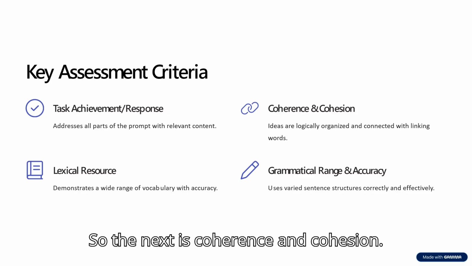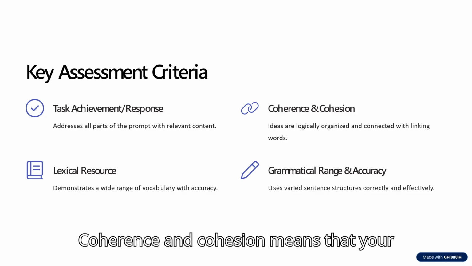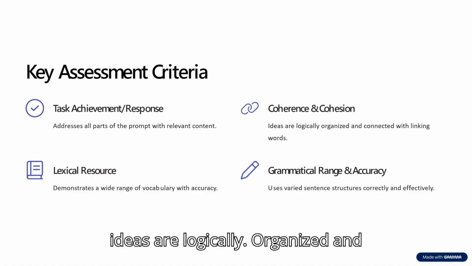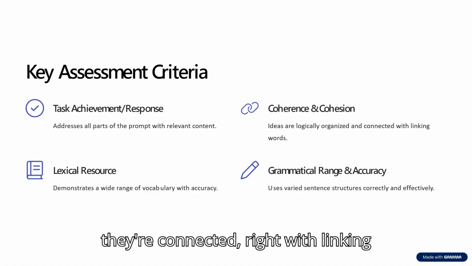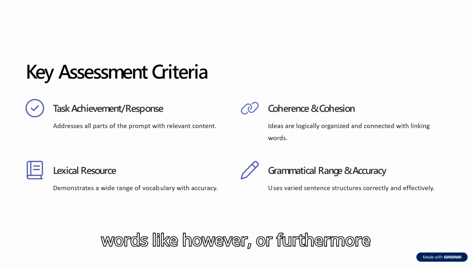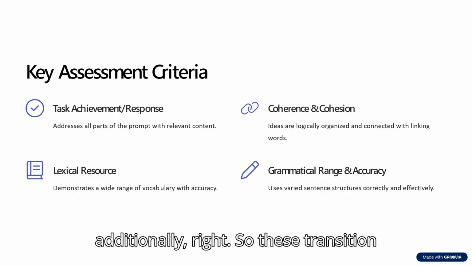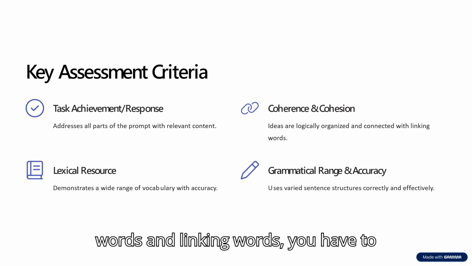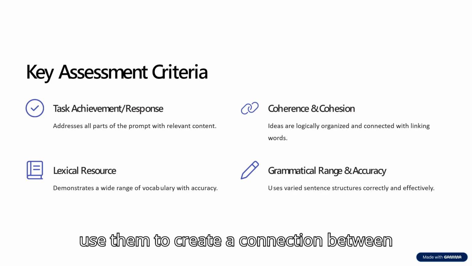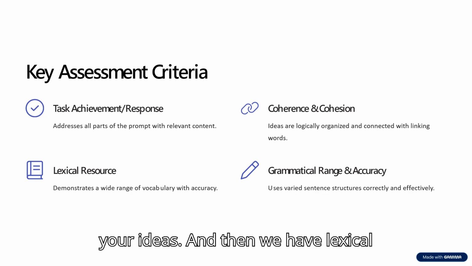The next is coherence and cohesion. Coherence and cohesion means that your ideas are logically organized and connected with linking words like however, furthermore, additionally. So these transition words and linking words, you have to use them to create a connection between your ideas.